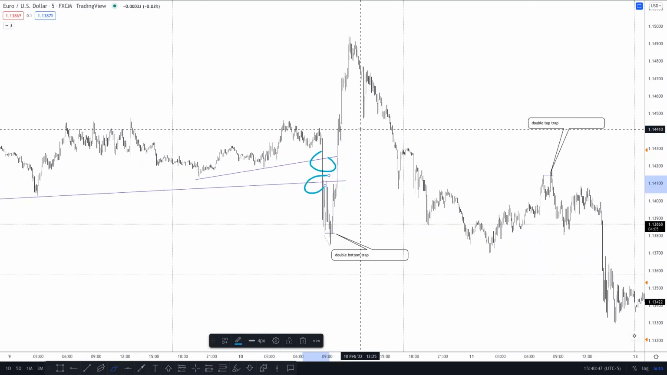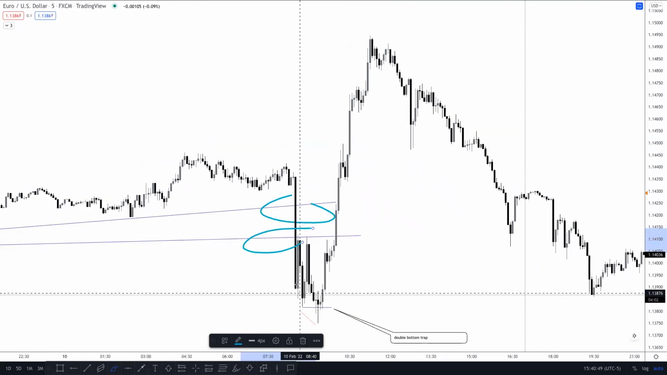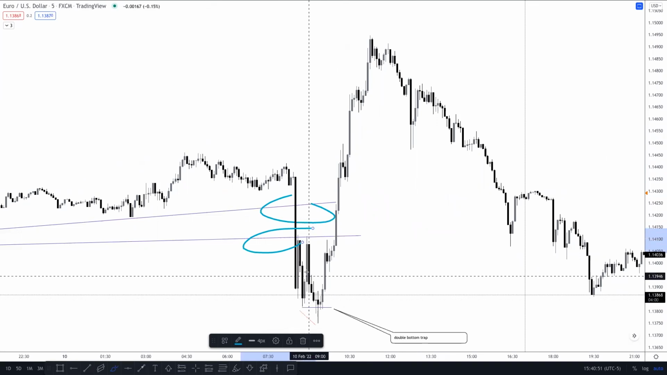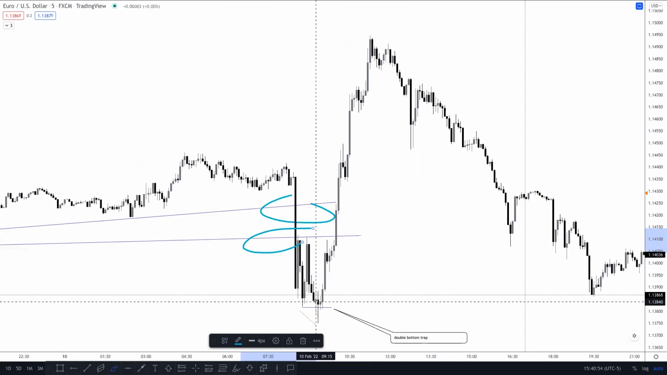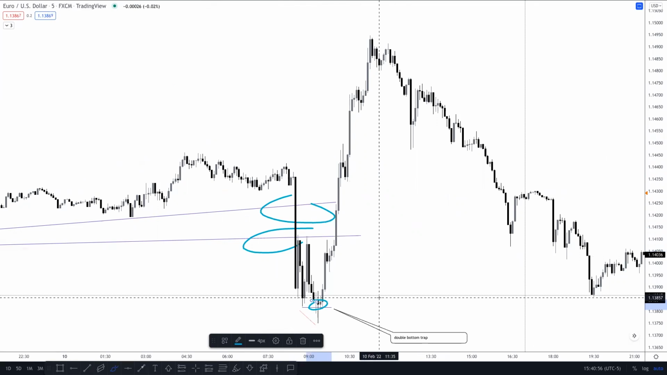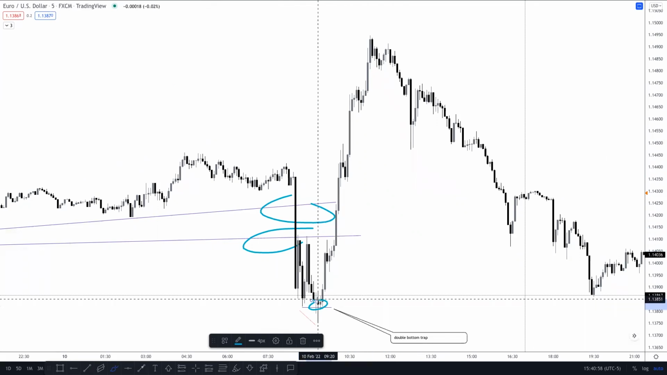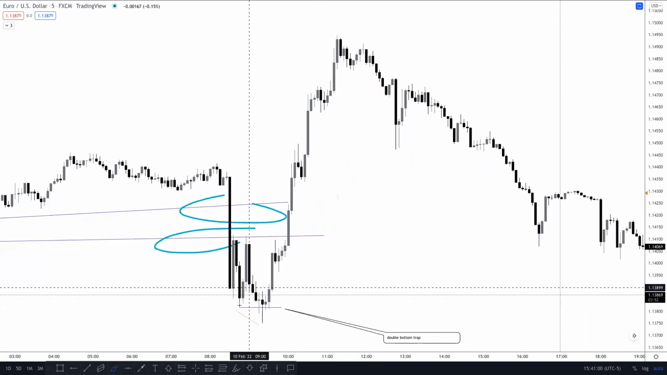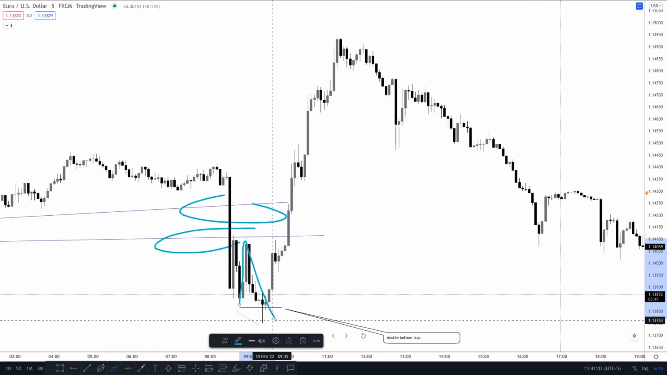Now, where else does retail try and get in? Well, the smarter version of retail is waiting for that double bottom, right? They see it right here, and now they're playing support, right? And they're trying to get in the market right here. But in reality, what's going on here? Here's that double bottom form. Here they all get trapped.